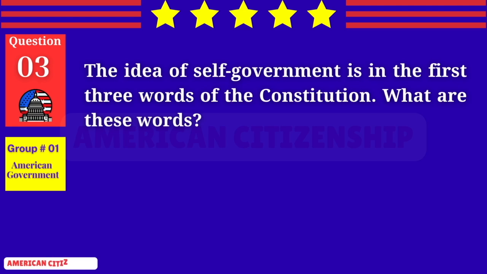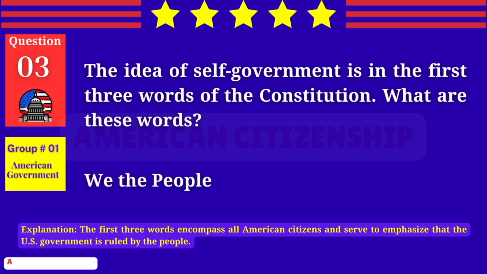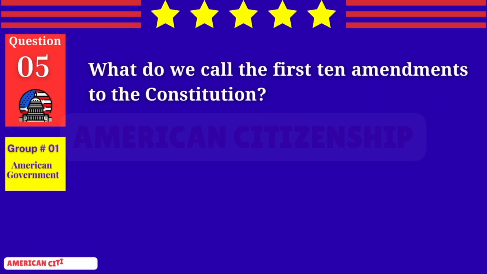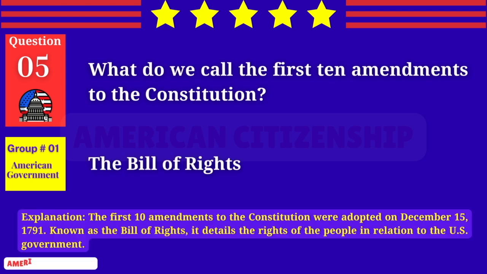The idea of self-government is in the first 3 words of the Constitution. What are these words? We the people. What do we call the first 10 amendments to the Constitution? The Bill of Rights.